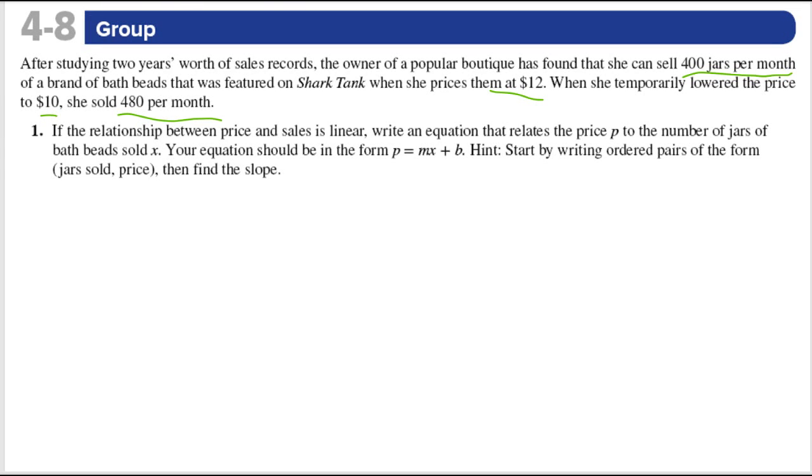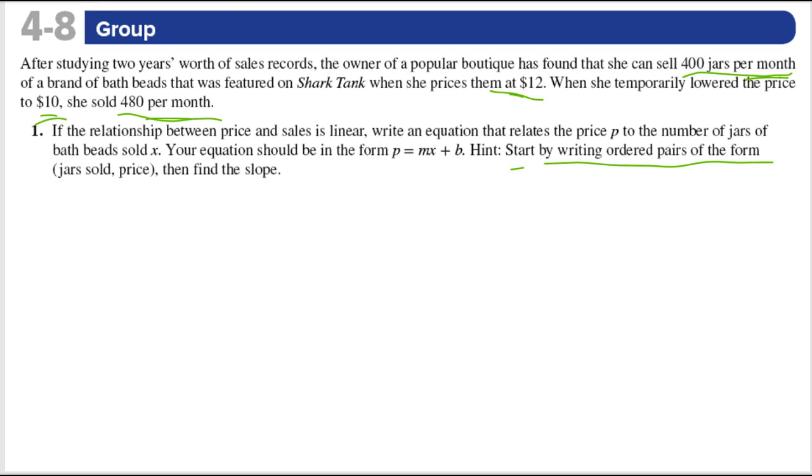What we are going to do here is notice that we have 2 points in a relationship. Jars per month, dollars. P is the price. X is the number of jars sold. So instead of Y equals MX plus B, we're doing P equals MX plus B. And they give us a good hint here. Start by writing ordered pairs.